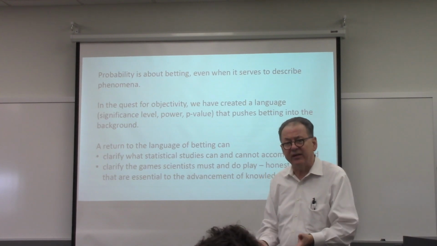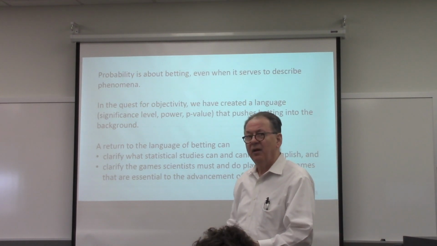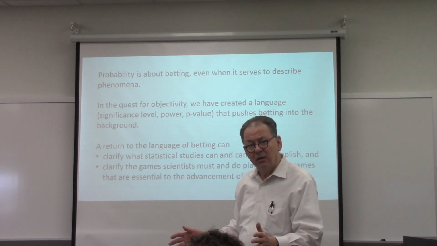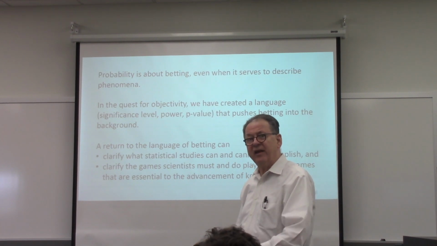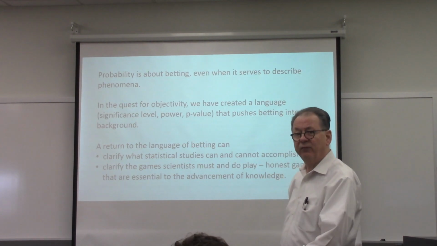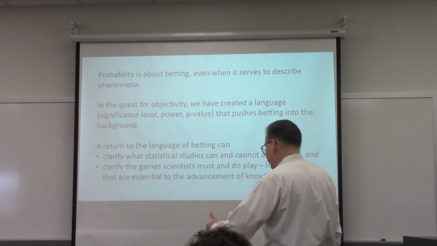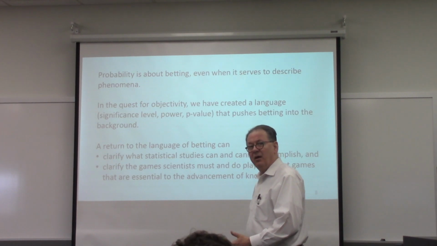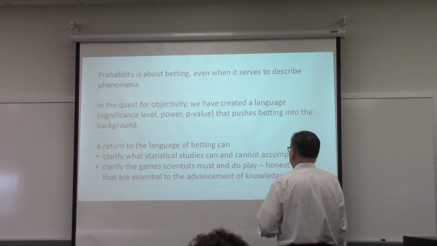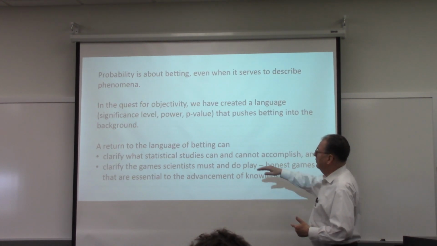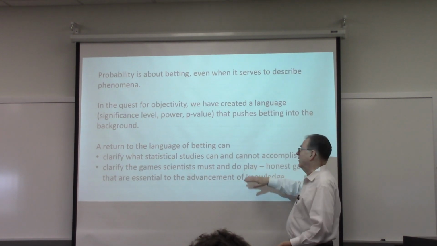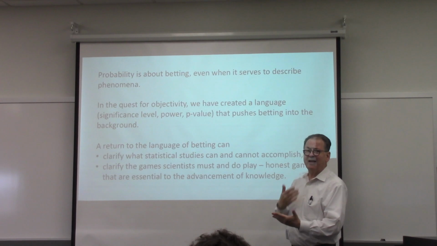Because everybody understands that if you make a bet and you do well, it could just be luck. So that acceptance of uncertainty, understanding there is uncertainty, is unavoidable. It's right there in front of us, and if we don't hide the betting aspect, we don't have to worry so much about communicating the uncertainty because it's in our face. So you see what I'm claiming: the language of betting can clarify what our statistical studies can and can't do, and clarify the games that scientists actually do play and have to play.